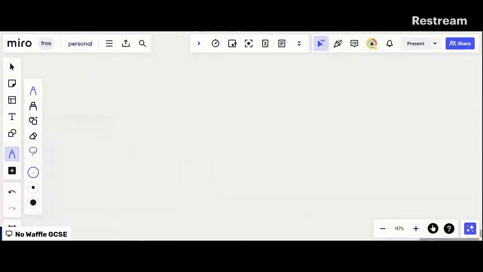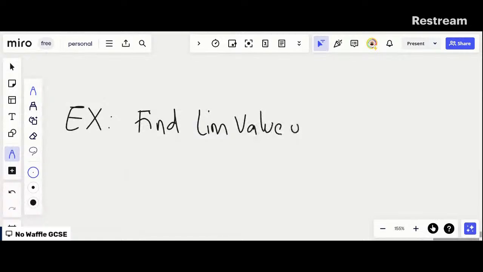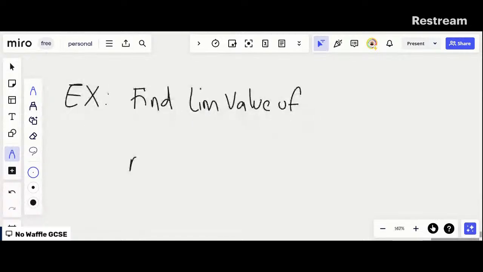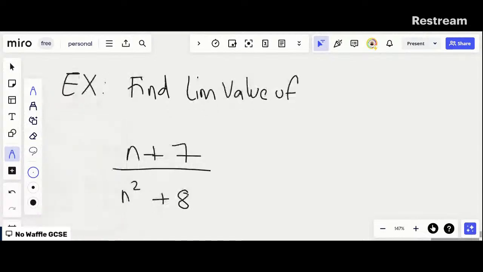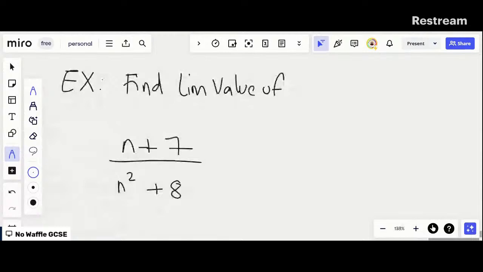So let me say, can you find the limiting value of n plus 7 over n squared plus 8? So step 1 is always divide, get rid of the impact of n, okay? So divide the top and bottom by n squared in this case, because that's the largest power of n that we have. So what do we get?